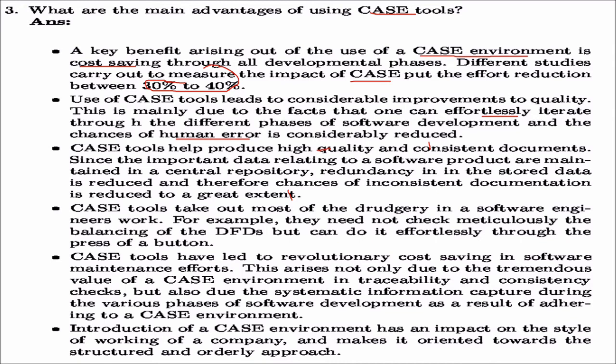Next, case tools help produce high quality and consistent documents. Since the important data relating to the software product are maintained in a central repository, redundancy in the stored data is reduced, and therefore the chances of inconsistent documents are reduced to a greater extent. If you do it manually, then you can have multiple versions of the same document, and the standard, the format, the flow of the document may vary from person to person. But if you have a case tool, then all these problems will be gone.